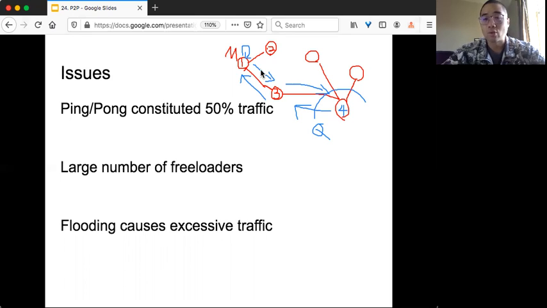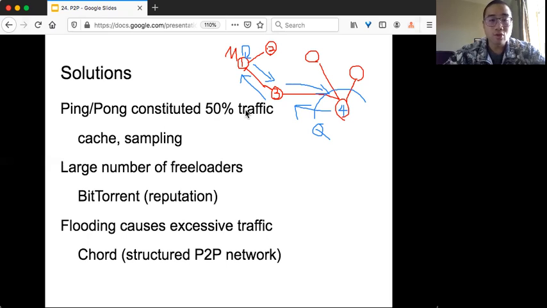They don't really store the music. They just want to download something. And because of this query, when you do the flooding, even though it's in a local sense, it still causes tons of traffic. So the newer generation actually tries to fix all of these problems.